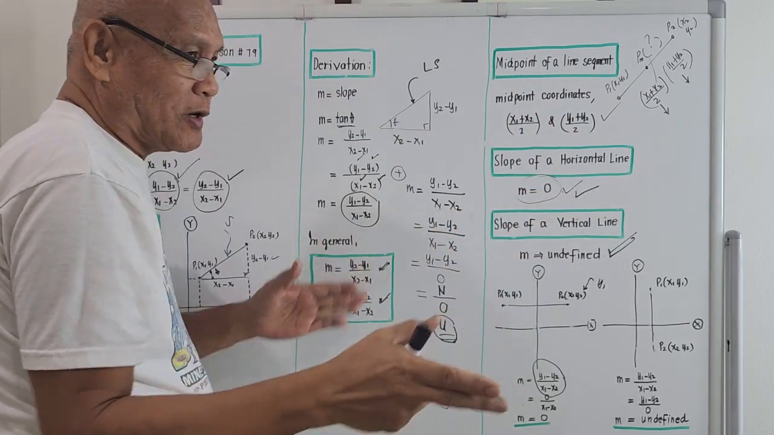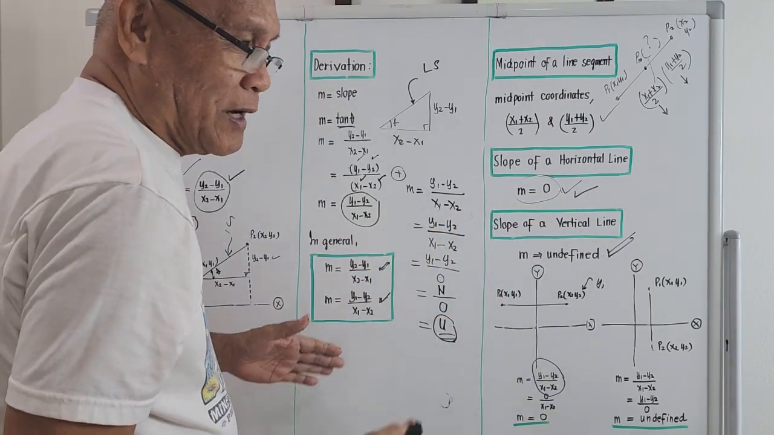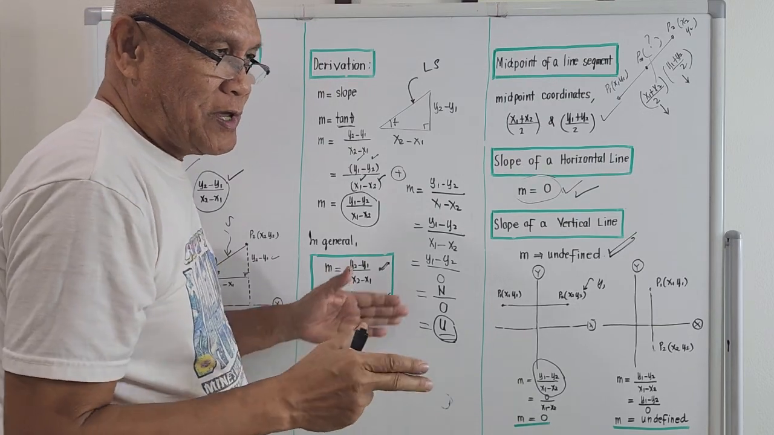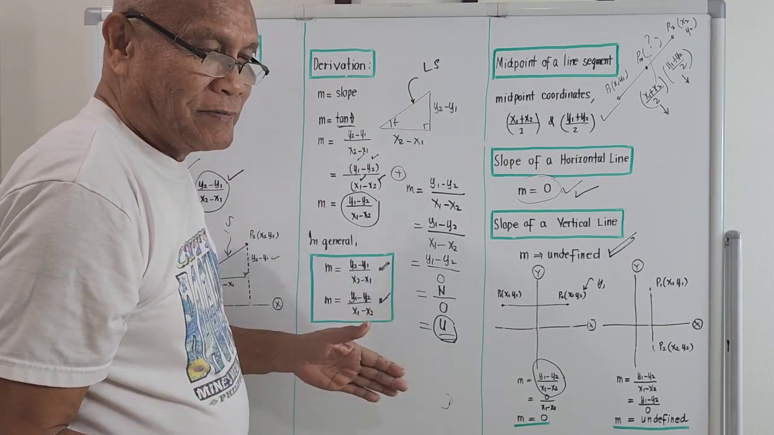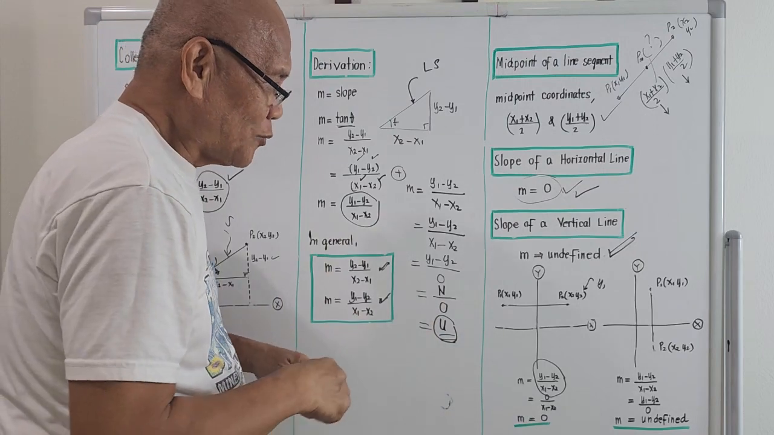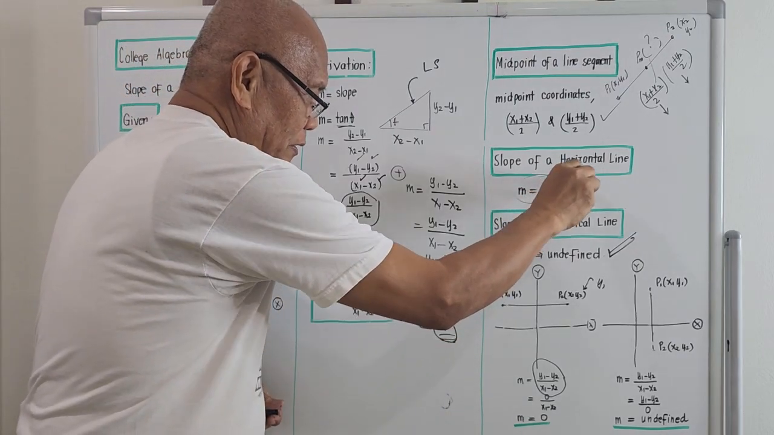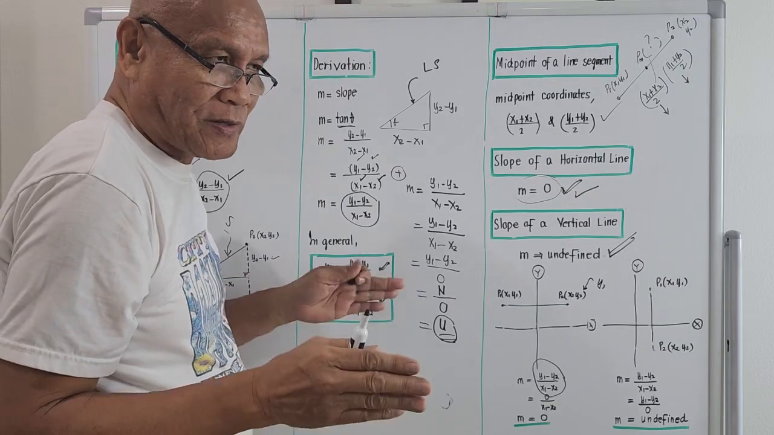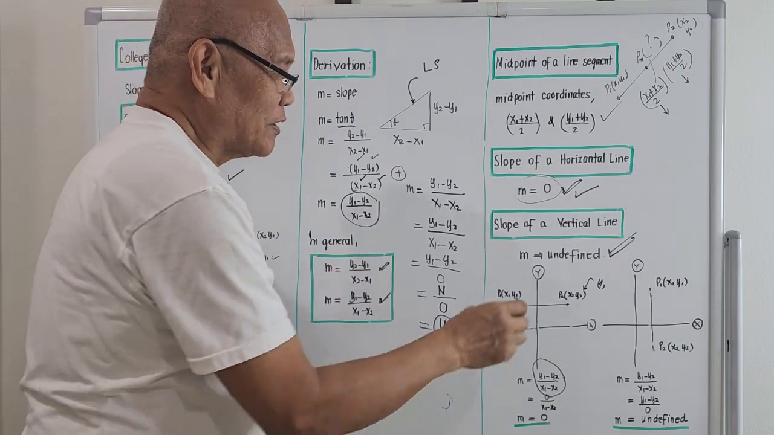And another special case, under the study of analytic geometry, if we say horizontal line, you should know immediately that the slope will be 0. And another special case, if the line is a vertical line, the slope is undefined.